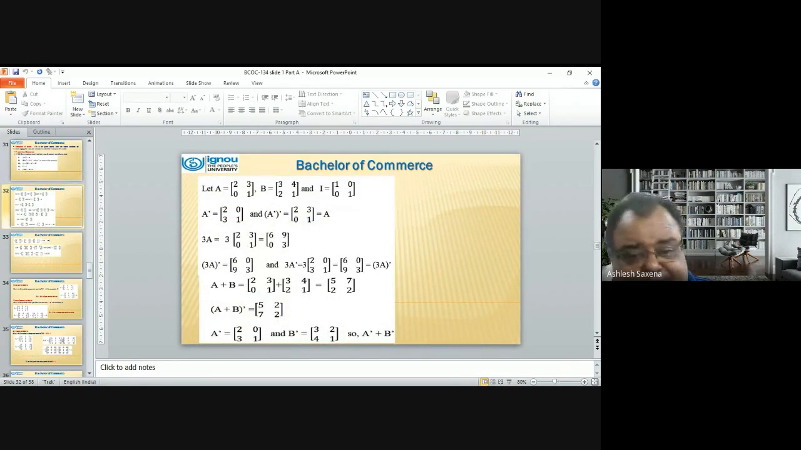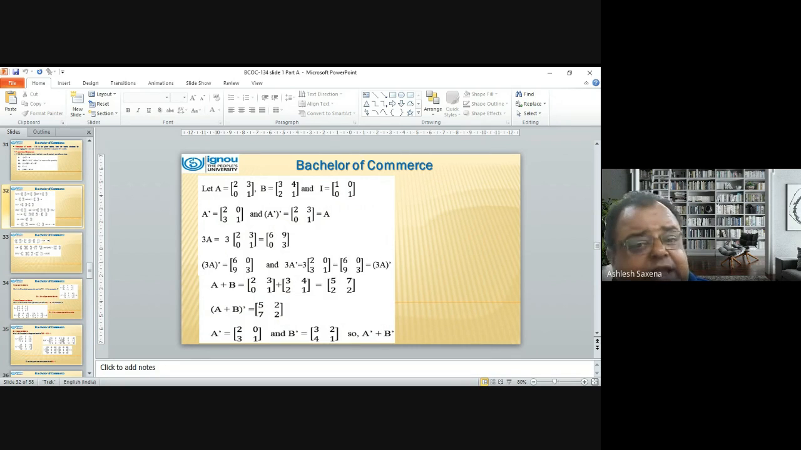Now we will see what has been taught, what has been discussed, how it is practically performed. We have a matrix A as 2 3 0 1, matrix B as 3 4 2 1, and matrix identity as 1 0 0 1. The question arises, why is identity matrix 1 0 and 0 1? If you go back to A and B, it is of the order 2 by 2. No doubt, identity matrix will be a 2 by 2 matrix only.